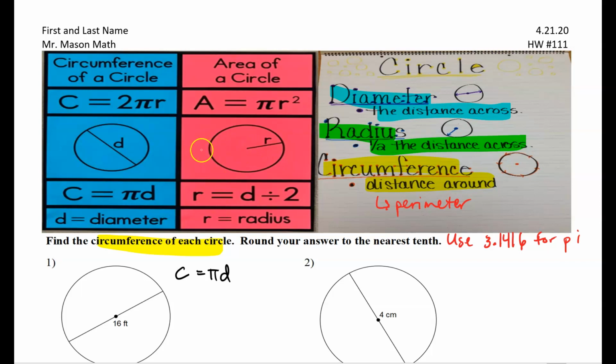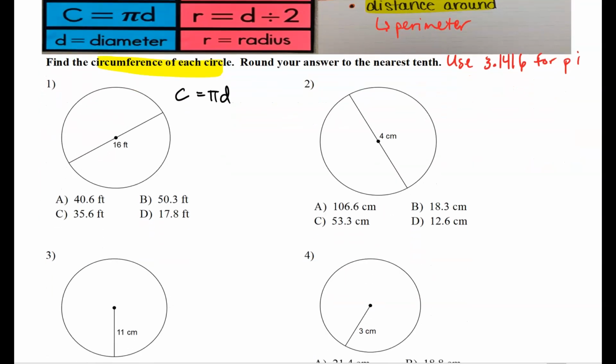If you're given a diameter, in order to find the radius, just take the diameter and divide it by 2. Again, if you're given a diameter and you need the radius for that area formula, just take the diameter and divide by 2. And you'll get a radius, because a radius is half the distance across, whereas the diameter is the entire distance across.